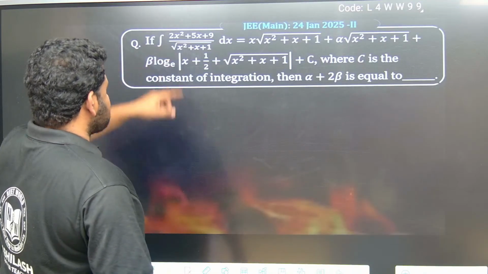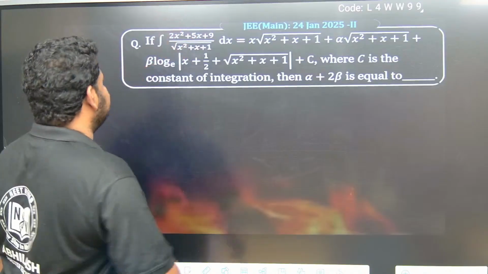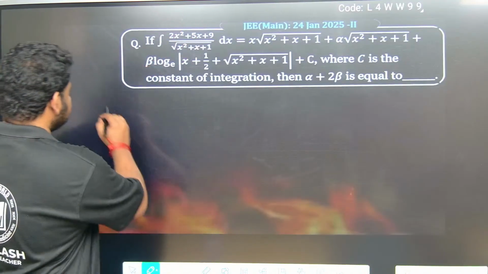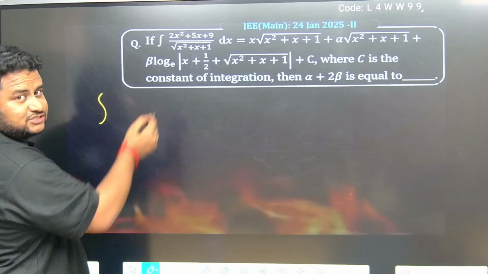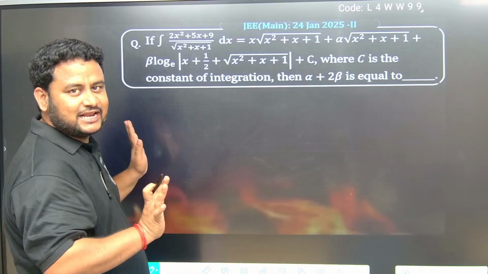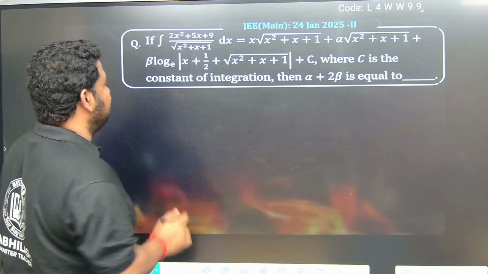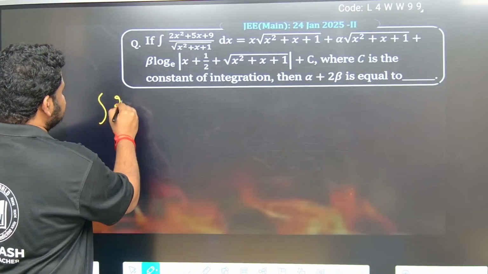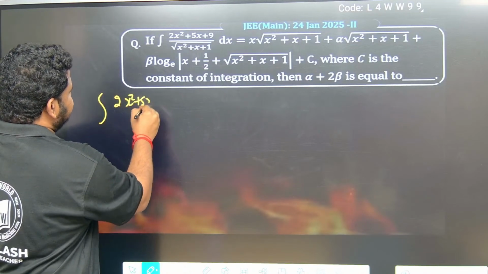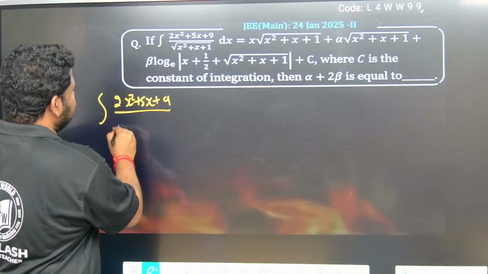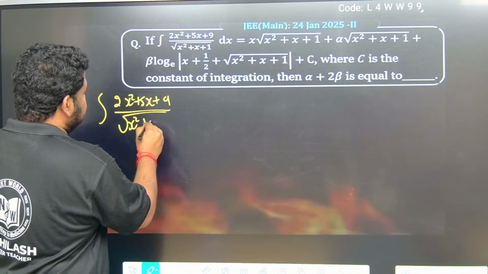First, the simple thing is that we have to integrate this. Let us start. This is a board level question, because it is calculative but conceptually very simple. If you are good at integration, you will solve this question. The integrand is (2x square plus 5x plus 9) divided by the square root of x square plus x plus 1.